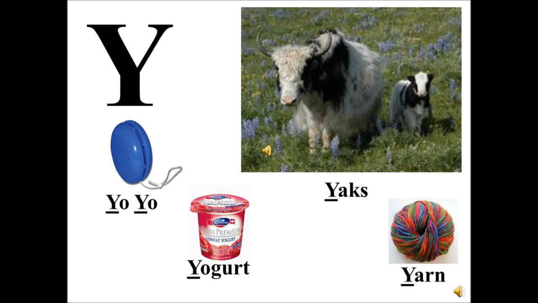You can see yaks at the zoo sometimes, and certainly on a farm. Those are animals. That's a baby yak right there. That's a big yak. So yak is a Y word. That's yarn. Yarn is used for knitting and making different clothing and material, sweaters and so forth. Yarn is a Y word.